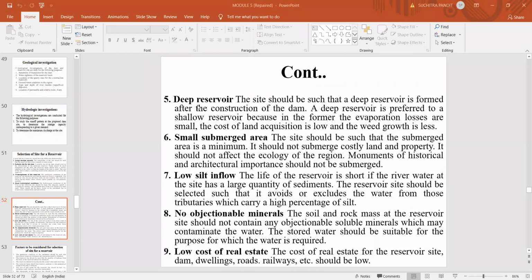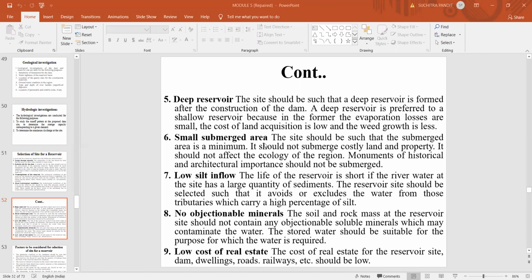Next, the fifth one of the characteristics of the reservoir is a deep reservoir. The site should be such that a deep reservoir is formed after the construction of the dam. A deep reservoir is preferred to a shallow one because in case of a shallow one, you have more evaporation losses, correct? Whereas in deep waters, the evaporation losses are less, and also the weed growth is less.